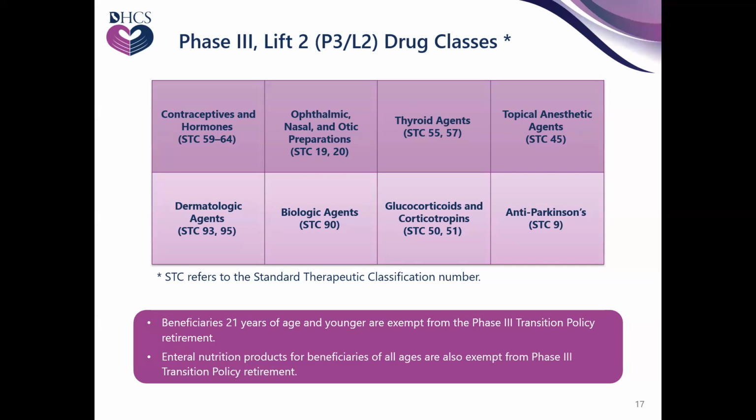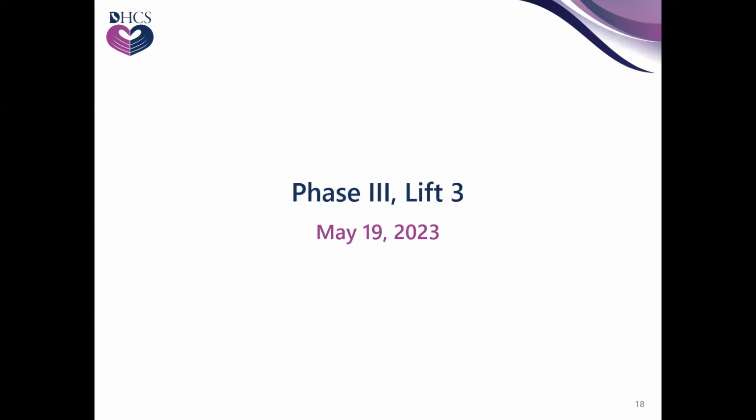Similar to Phase 3 Lift 1, PA requirements for the STCs in Lift 2 will apply to beneficiaries 22 years of age and older that are receiving medication through the transition policy due to historical claims data. Note that PAs for prescriptions for beneficiaries 21 years and younger, as well as PA requests for enteral nutrition products for beneficiaries of all ages, are not accepted at this time, as they are exempt from Phase 3 retirement of the transition policy.